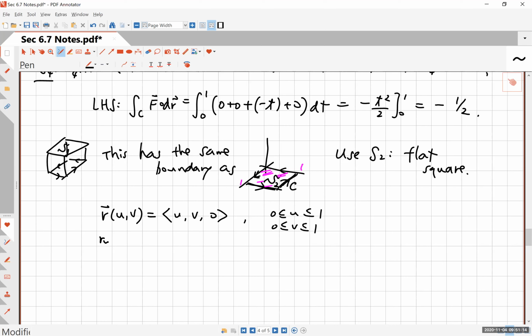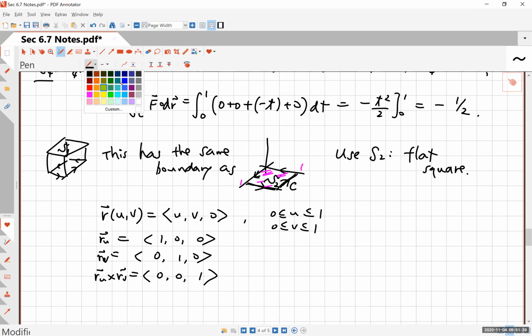All right, so Ru, of course, is 1, 0, 0. Rv is 0, 1, 0. And Ru cross Rv, not surprisingly, is 0, 0, 1, because the normal vectors will be pointing up like this, right? At every single point, it's the same.